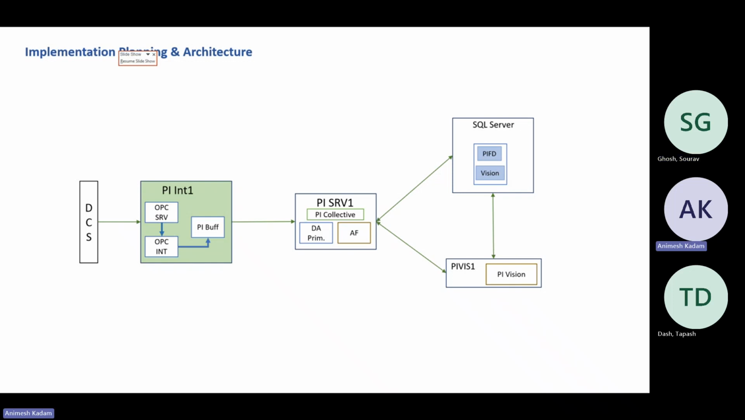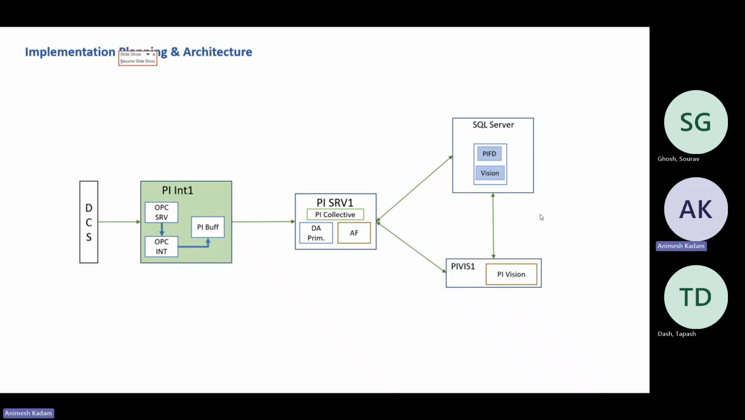So this web application will be installed on your server using IIS. Pi Vision server means there will be a separate machine, right? So apart from all these, there will be another machine where I will be configuring that IIS server. In our case, the DCS is one thing, the interface node is another machine, your Pi server is another machine, and your Pi Vision is another machine.